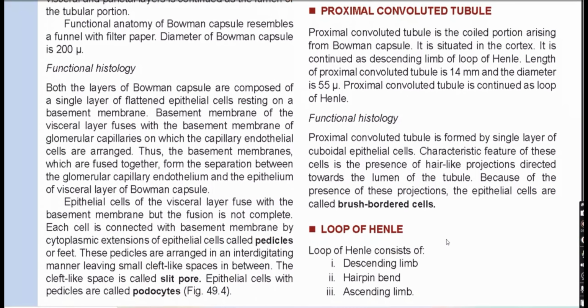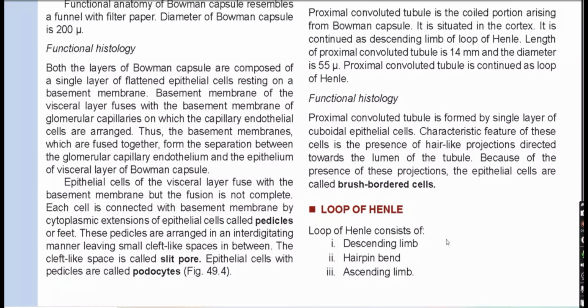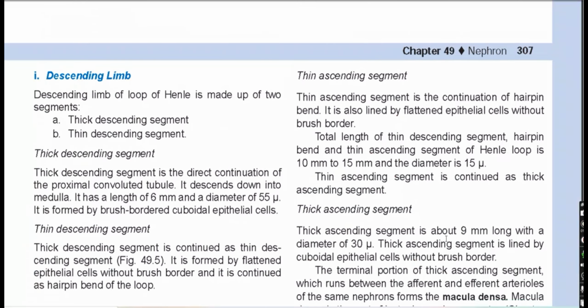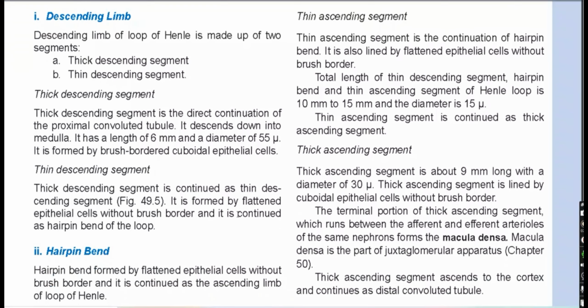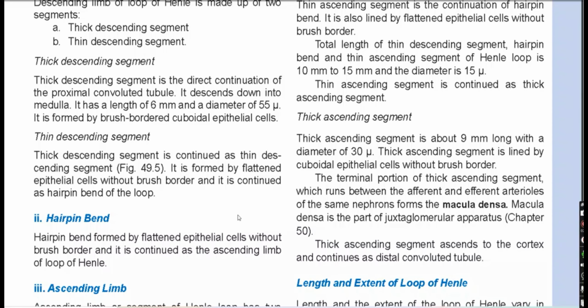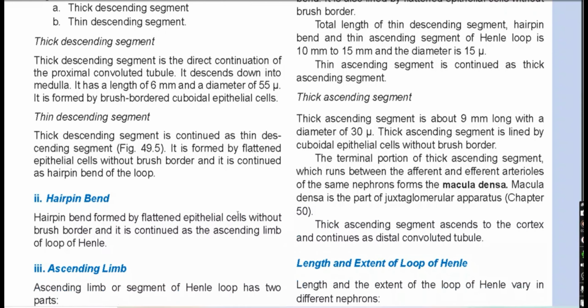Now, the loop of Henle has three parts: the descending portion, the hairpin bend, and the ascending loop of Henle. The descending limb has two types: a thick descending segment and a thin descending segment. The thick segment is 55 micrometers in diameter and 6 millimeters in length. The thin portion continues from the thick one, but it has no brush border. And there is the hairpin bend, which connects the ascending and descending loops of Henle, and it also has no brush border.